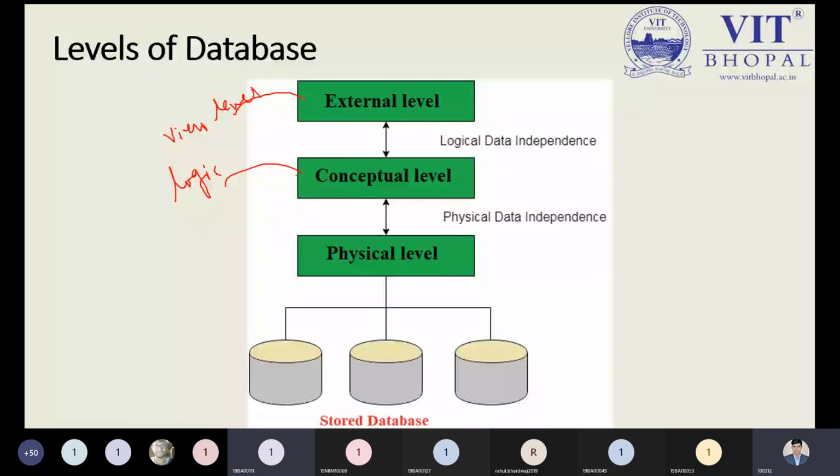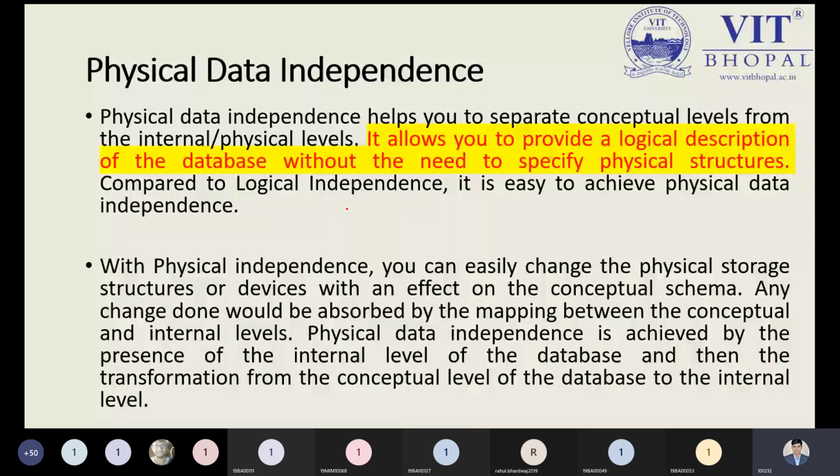Yes, sir. Okay, so in the physical data independence, rather than the theoretical part, you just need to focus on the highlighted part. But I have put it over theory because it's a necessary part for understanding purpose. So in the physical data independence, you can say it allows you to provide a logical description of the database without the need to specify the physical structure.